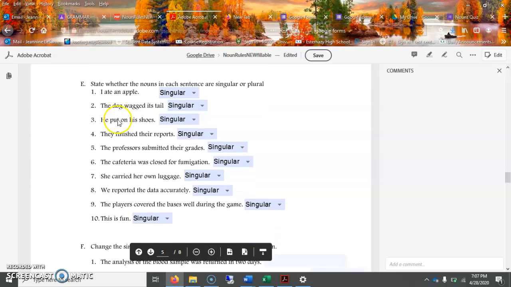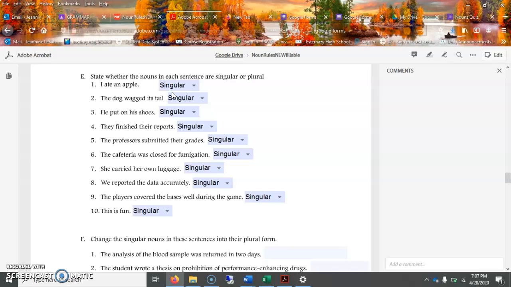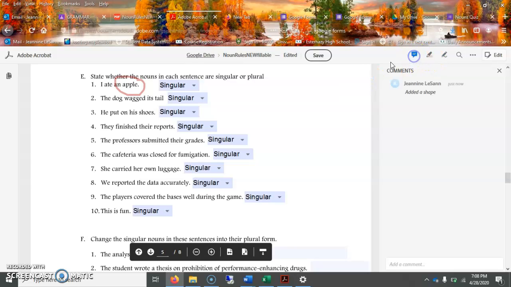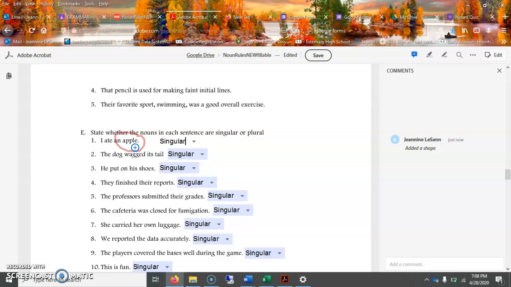Okay. Now, we're going to state whether or not these nouns in the sentences are singular or plural. So basically, first, you kind of need to identify what the noun is in all of these sentences. So, I ate an apple. The noun is apple. So, is apple singular or plural? In this case, it is singular. It's one apple, right? Singular, one item, plural, meaning more than one, right?